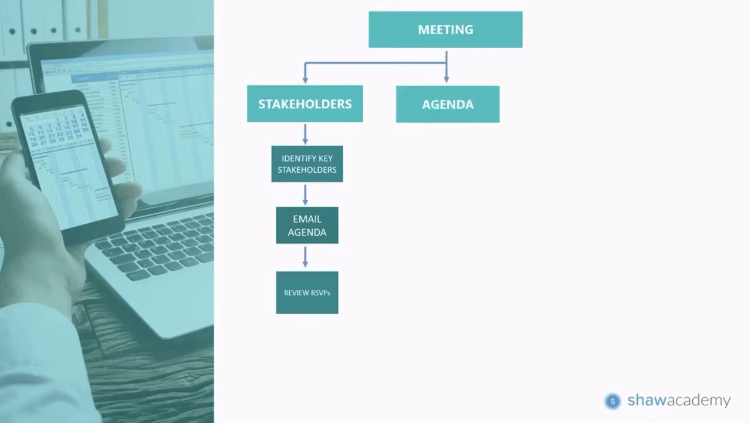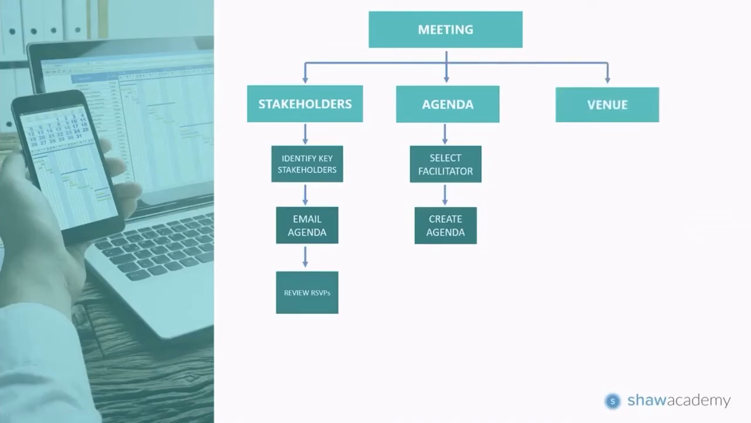Our second summary task will be agenda. And under agenda, our first subtask will be select a facilitator. In other words, who will be running the meeting. Subtask 2 will be to create the agenda. Our next summary task will be our venue, and under that we have subtask 1, which is deciding upon a venue. Our second subtask would be to book the venue.